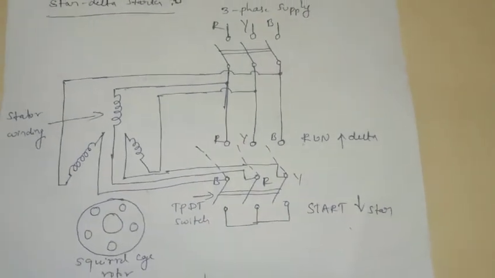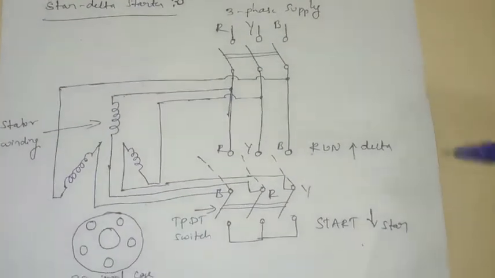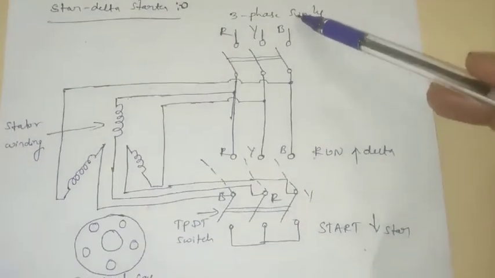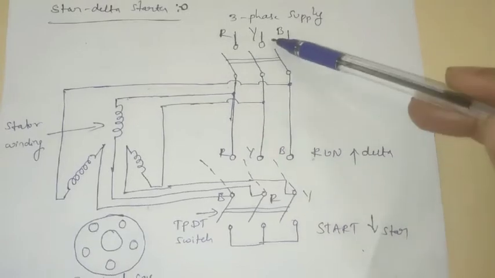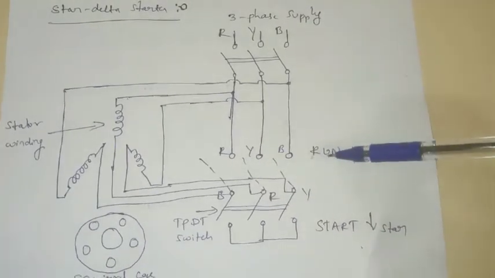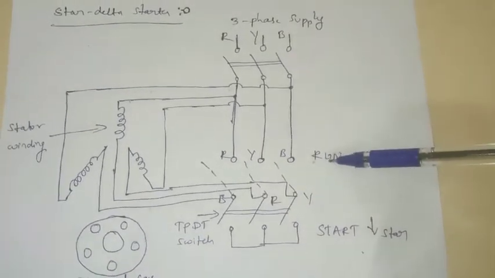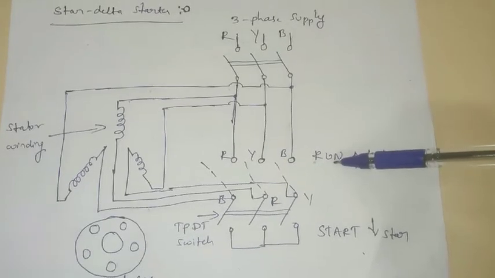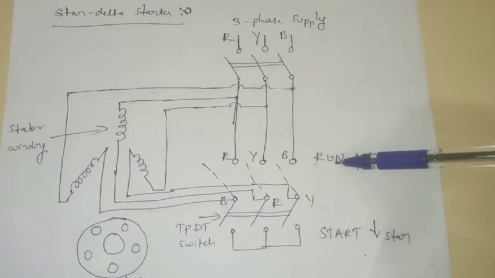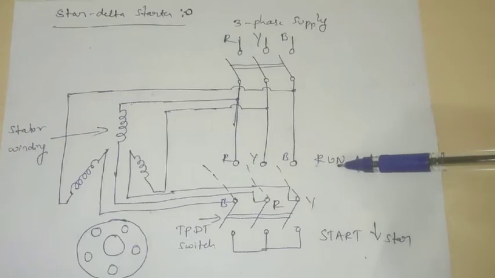Let us discuss the working of the star delta starter. Here you can see the three-phase AC supply, RYB three-phase. Here is the running condition, when the motor is running at its full load speed or more than 50%, that we can call a running condition.